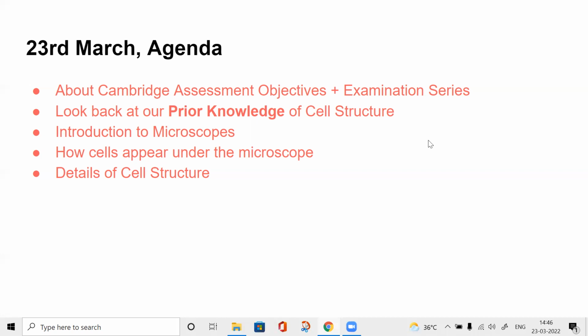as compared to IGCSE. So in those complex details, we are going to be introduced to microscopes and how cells appear under different types of microscopes, and then just a little bit more detail about different structures in cell.